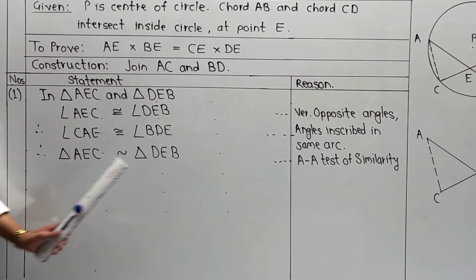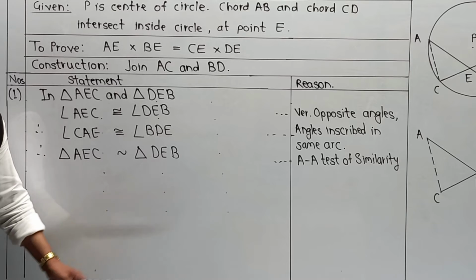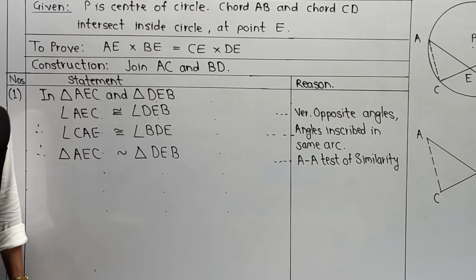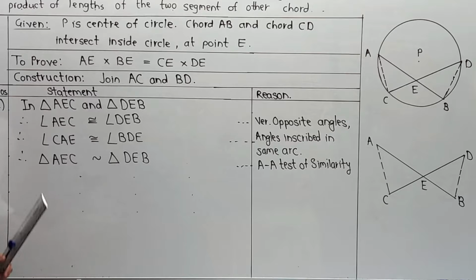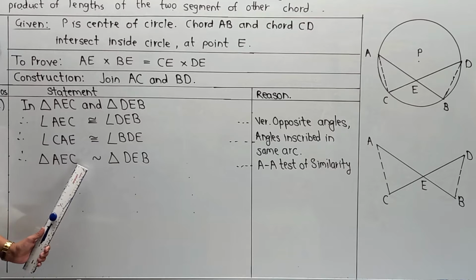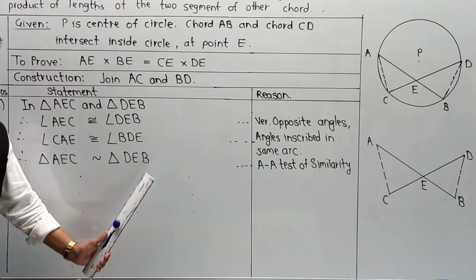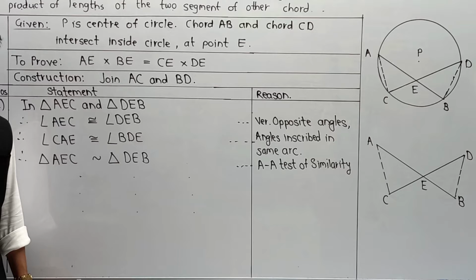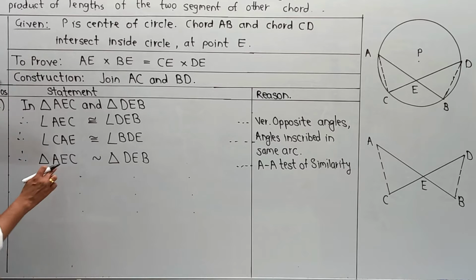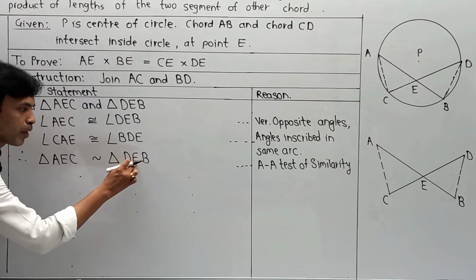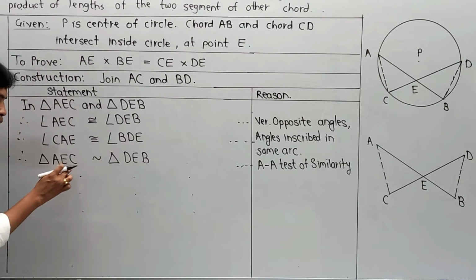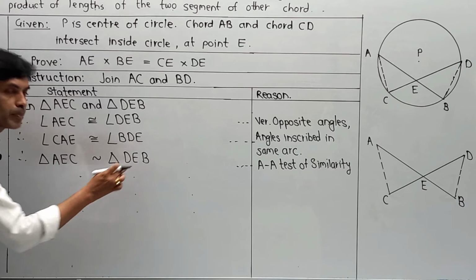Now, when two triangles are similar, their respective sides are in proportion. When the first triangle is similar to the second triangle, then their respective sides are in proportion, and the part is AE upon DE is equal to CE upon BE.